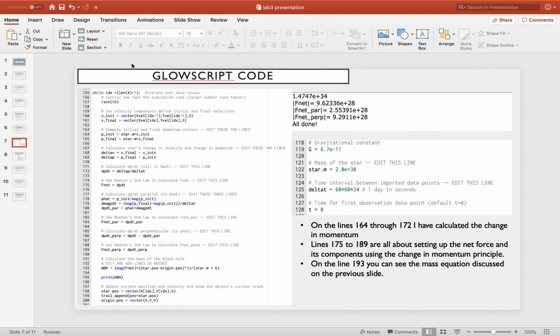Here you can see a few screenshots from my GlowScript code that are related to the previous discussion. On lines 164 through 172, I have calculated the change in momentum. Lines 175 to 189 are all about setting up the net force and its components using the change in the momentum principle. On line 193, you can see the mass equation discussed on the previous slide.